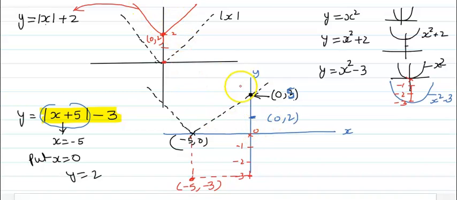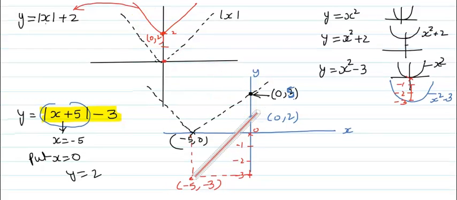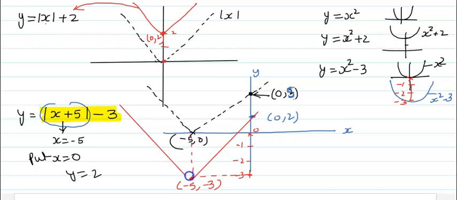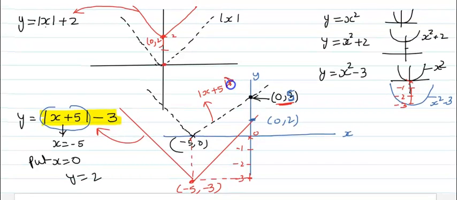Okay, so this red line is our graph representing modulus x plus 5 minus 3. It will look like a V-shaped graph. So this red graph is modulus x plus 5 minus 3. Remember, this point is 0, 5 because this dotted line is the graph of modulus x plus 5. Okay, so this is what you need to do. Sorry about my pen.